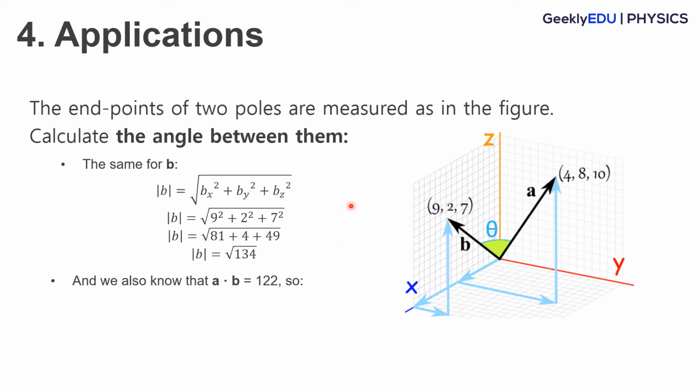We also know that the inner product, or the dot product, or the scalar product between A and B, it's 122, as we calculated before. So we can just put them into the angle formula. And we have that the angle between these two vectors is around 38.8 degrees.